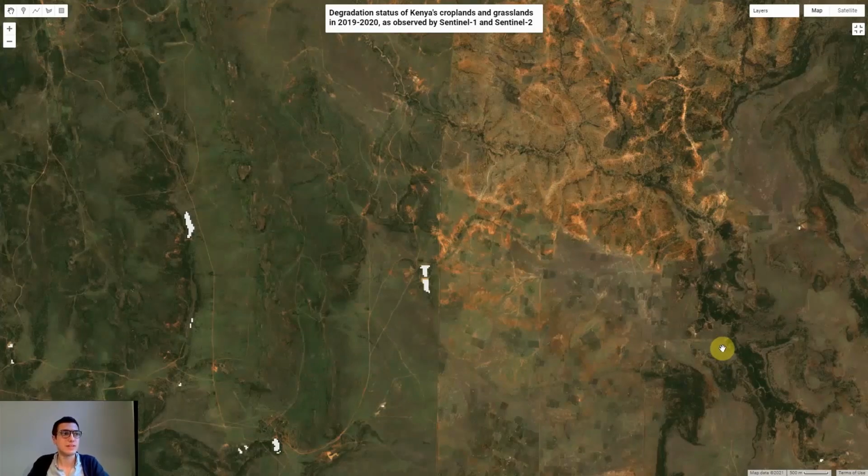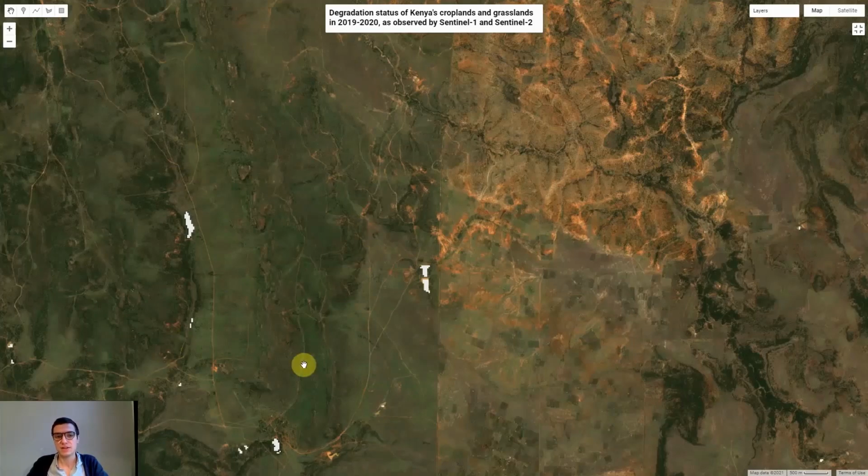is rather large, and at the very least, the offsetting potential is very large if their management is done in sustainable and regenerative ways. In this particular case, I took this area just north of Mount Kenya, about 150 kilometers north of it, and we see that there's a clear vertical division here in the rangelands, and it's actually a fence.